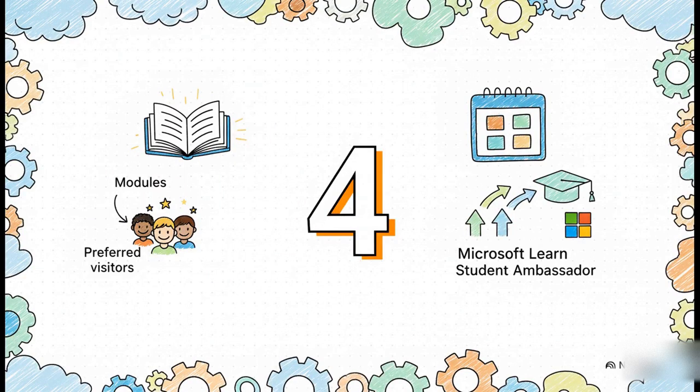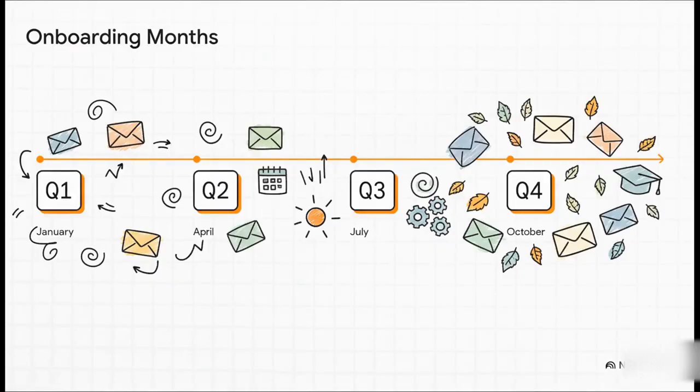Now, once you finally hit your goal, whether that's the 250 preferred visitors or the 1,000 net new modules, you're officially eligible for the next onboarding cycle. And there are 4 chances to get onboarded every single year. And here they are specifically. The onboarding happens quarterly, so they send out those exciting invitation emails in January, April, July, and October. So depending on when you finish up your requirements, you'll get slotted into one of those groups.